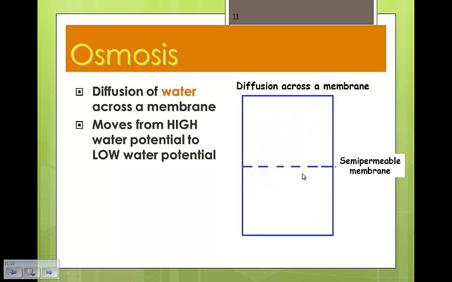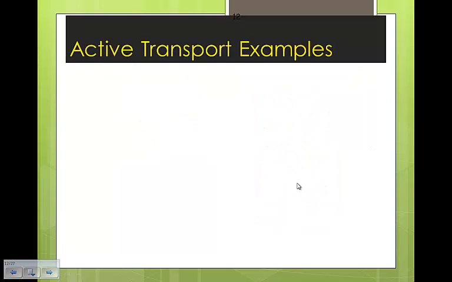So what you're going to have is this movement from high water potential to low water potential. The water is actually going to move to the area of higher concentration of the molecules to dilute it, so that both sides of the concentration are going to be equal.